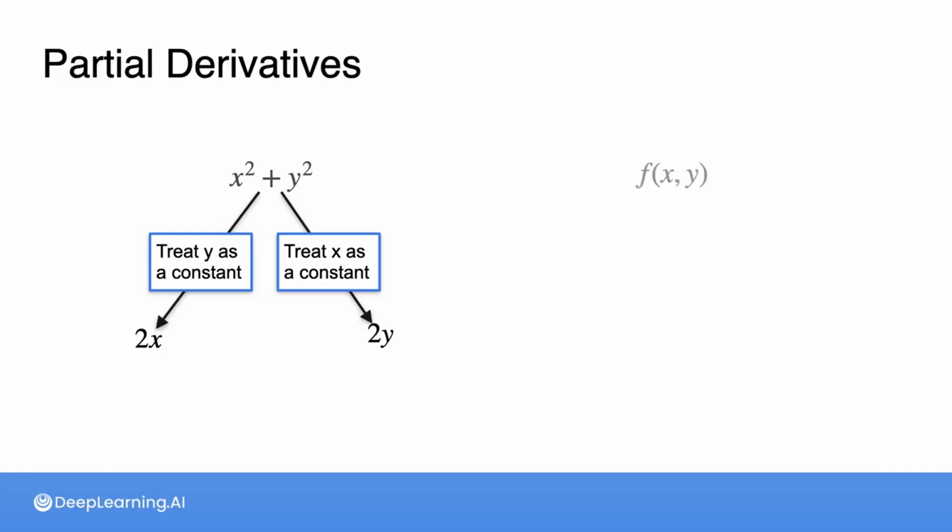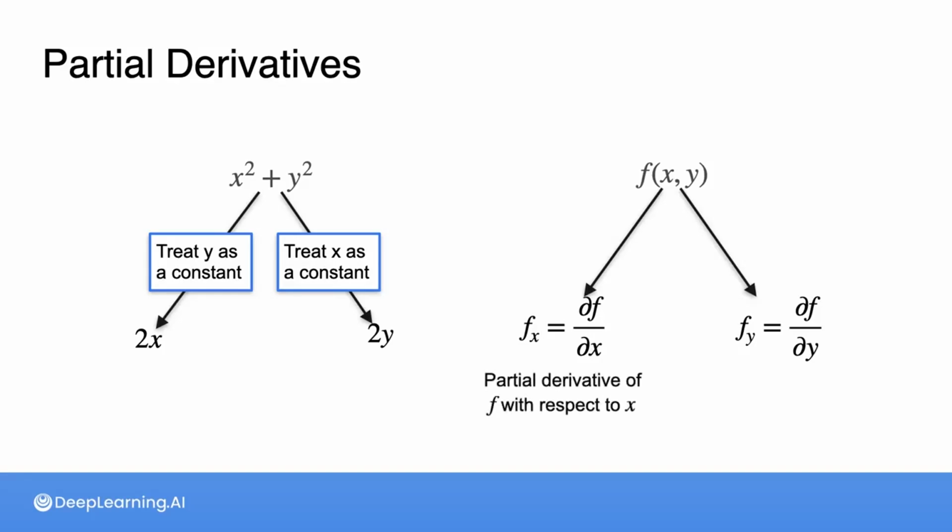In other words, if you have a function f of x comma y, you can take two partial derivatives. There's two ways to denote it. One is f sub x, and the other one is ∂f over ∂x. And you can also take the partial derivative with respect to y, and that's f sub y or ∂f over ∂y. So these are the two partial derivatives you can take of this function. And as you can imagine, if I have a function not of two variables, but of, let's say, 10 variables, then I can take 10 partial derivatives, one with respect to each of the variables.